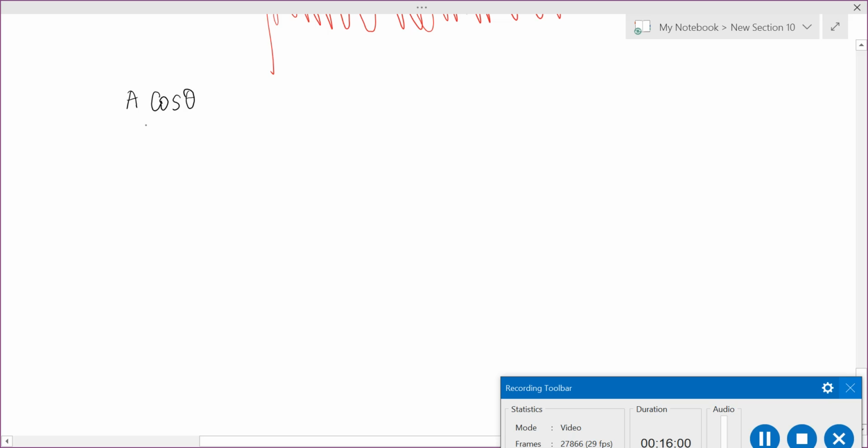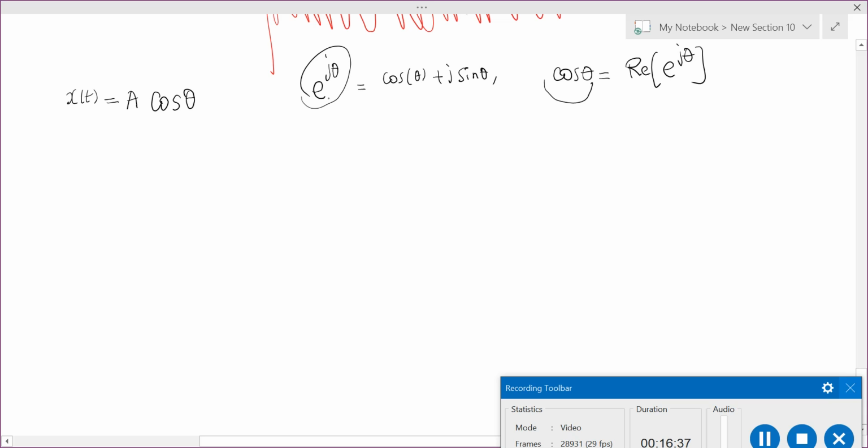Now let's consider again this carrier signal. Suppose you denote this x of t by A cos of theta. I can write this relationship: e to the power j theta is cos theta plus j sin theta. Whatever information cos contains about A and theta, the same information e to the power j theta contains about angle and amplitude, because cos theta I can write as the real part of e to the power j theta.